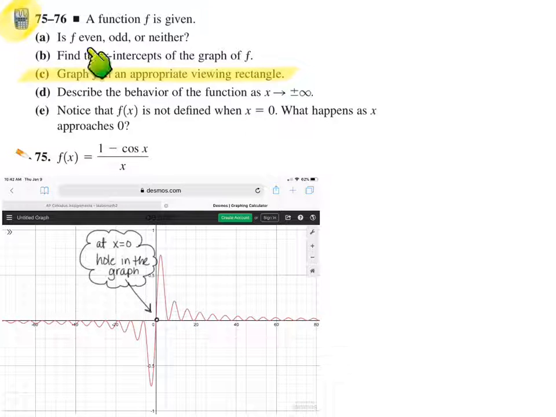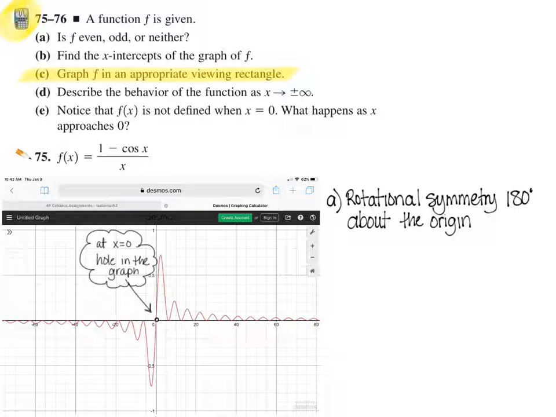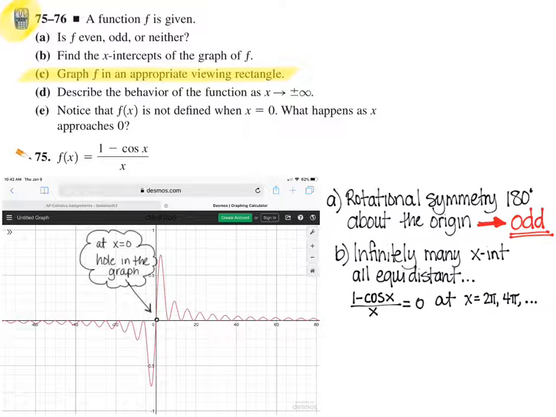So let's go to problem A. Part A, it says, is it even or odd or neither? Well, what we notice is that this picture, if you were to spin it 180 degrees, it would just land right on top of itself. So it has 180-degree rotation, and that is one of the definitions of an odd function. So it's an odd function.